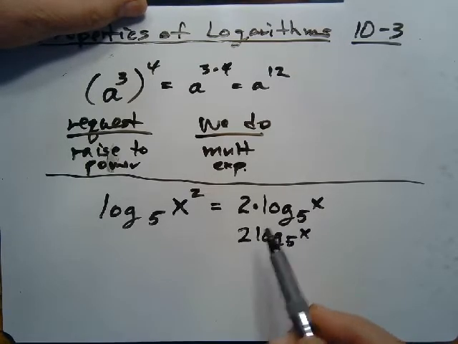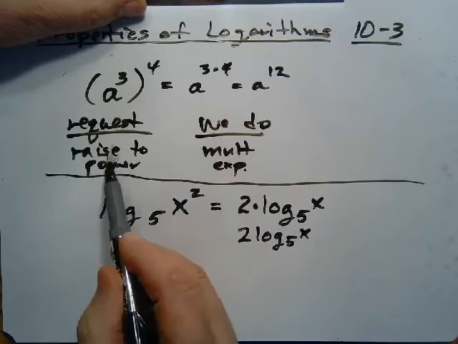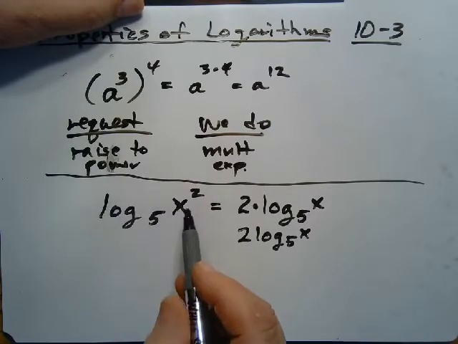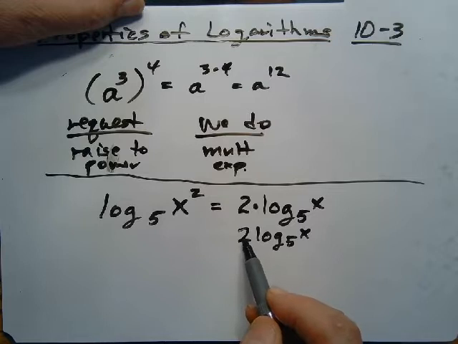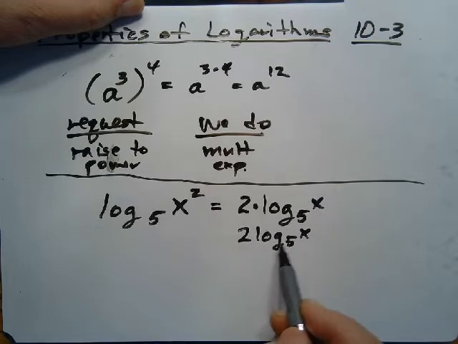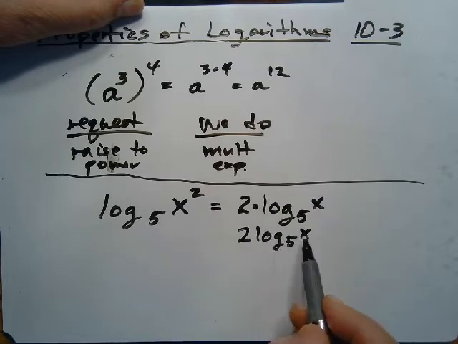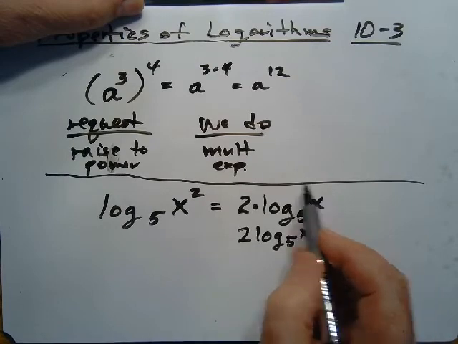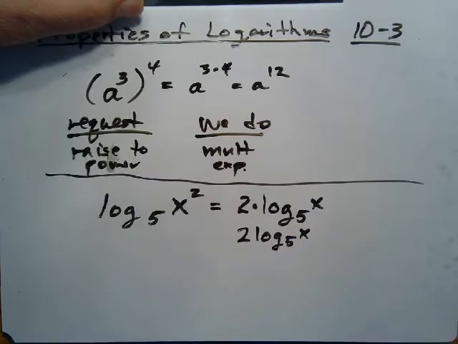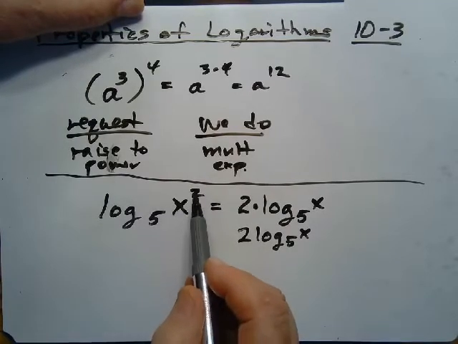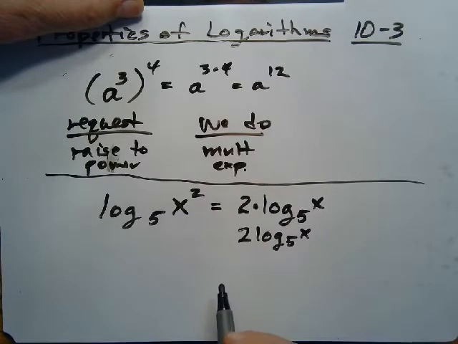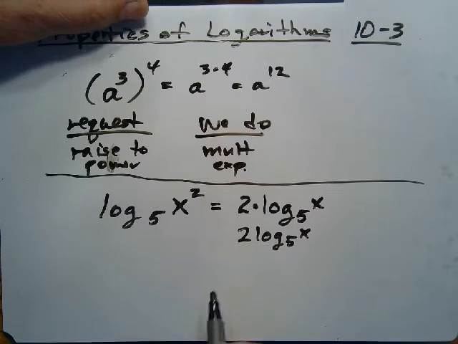Notice what's happened here. The request was to raise to a power, and we find ourselves multiplying that exponent. That was an exponent. It's getting multiplied times an exponent, which is a log. Logs are exponents. We're multiplying an exponent times an exponent. So when we're asked to raise to a power, we find ourselves multiplying the exponents. Let's do another one.